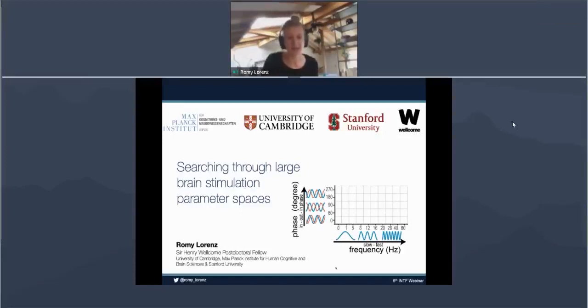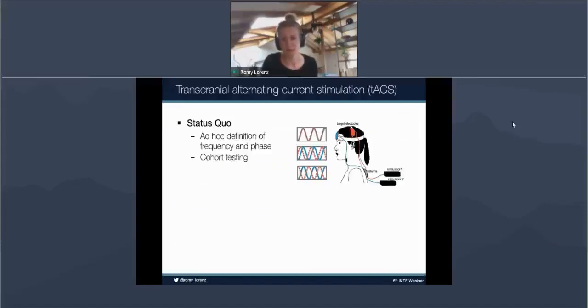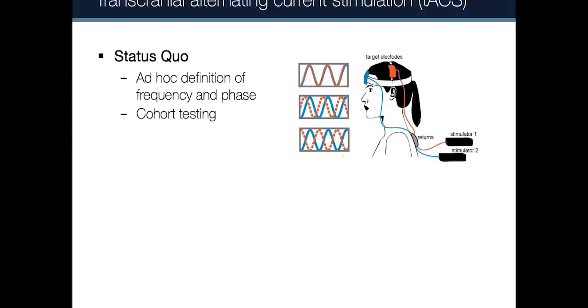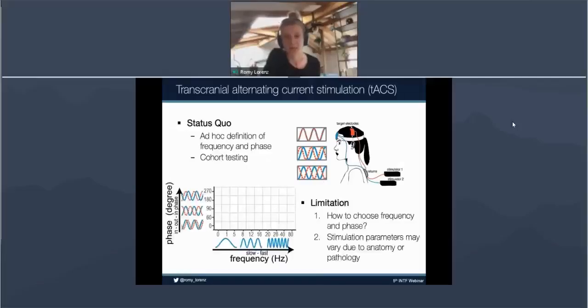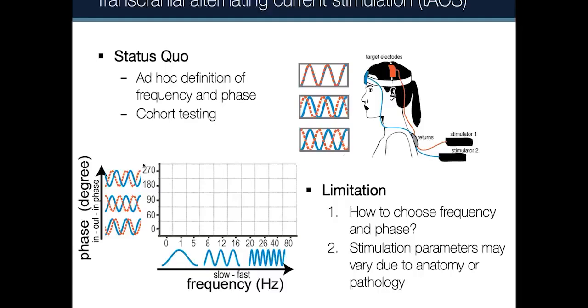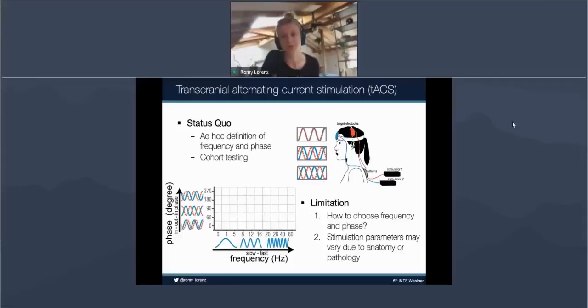I think Ines already pitched the problem quite nicely, so I won't talk about this in much more detail. But so far in group level studies, we're defining ad hoc a frequency and phase to stimulate in, and then test this on a cohort of subjects. However, the biologically plausible range of possible frequencies and also phase differences, in this case for TACS, is large. So how do you actually choose a frequency and phase? First of all, for a given research question. For example, if you're interested in working memory, how do we choose the optimal frequency to stimulate in? And the same, especially if you're interested in patient populations, they may vary due to anatomy and pathology.